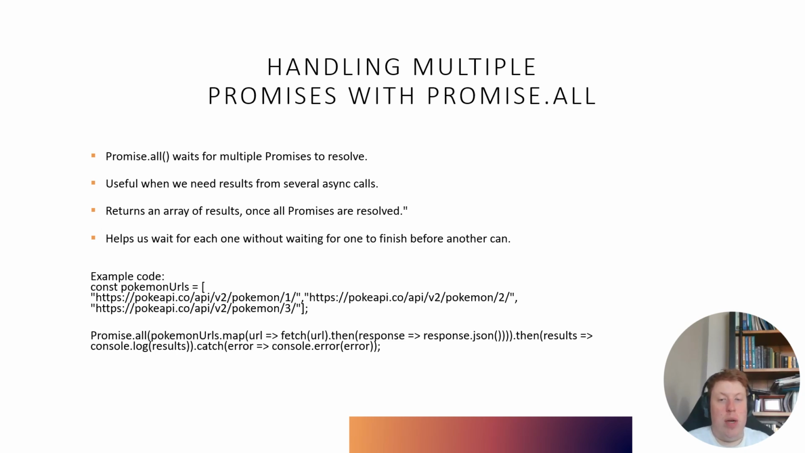Promise.all allows us to work with multiple promises at once. It waits for each one without having to wait for one to finish before starting the next. This way, all promises run simultaneously, and when all are done, promise.all returns an array of their results. It's ideal for situations where we need data from multiple async calls. For example, we use promise.all here to fetch data from several Pokemon URLs at the same time. If any promise fails, promise.all rejects immediately, allowing us to handle errors efficiently.